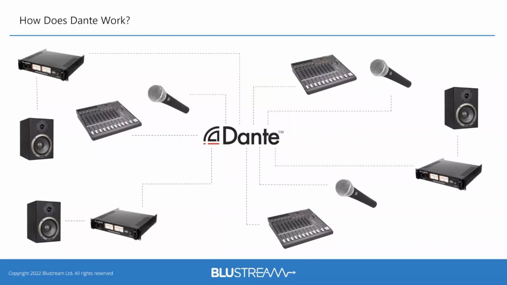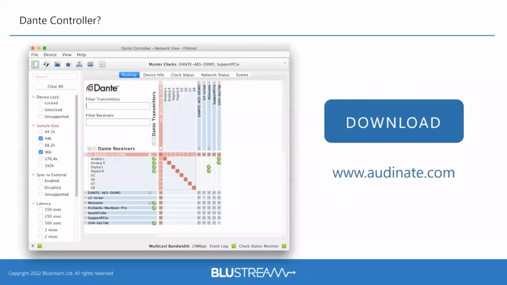So now that we have all of our devices talking to each other, how will we manage these routes and make sure that our network is working perfectly well? While there are a few different ways to manage a Dante network, the simplest and arguably the most used is with the free to download Dante Controller software. This software gives you all the tools needed to manage both small and large Dante deployments.